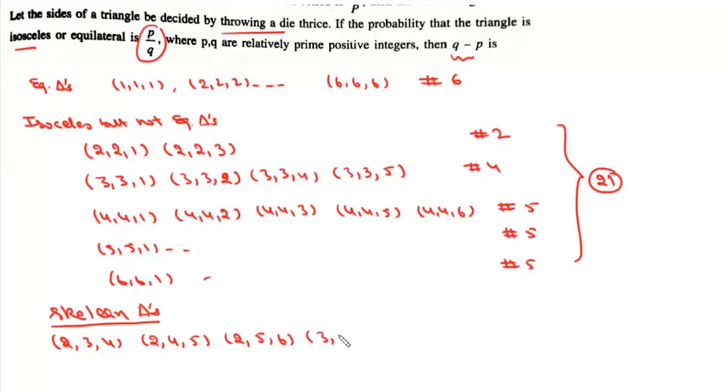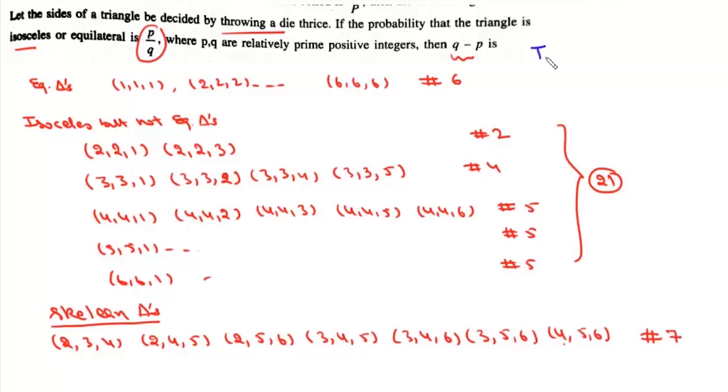And the same way, if the smallest side is 3, then we'll have 3, 4, 5. We'll also have 3, 4, 6. And then we'll have 3, 5, 6. And also it will be 4, 5, 6, considering the smallest side is 4. So here we have 7 cases. So there will be these 7 scalene triangles.